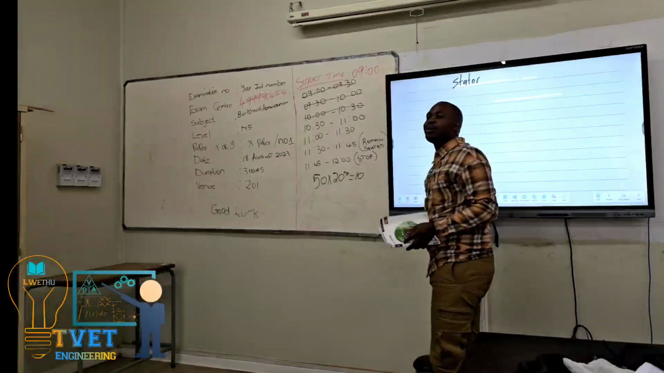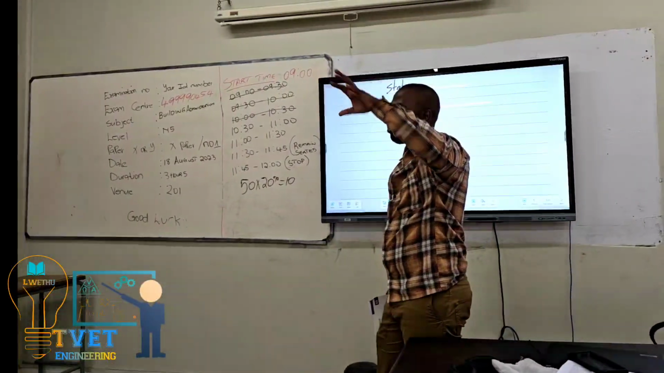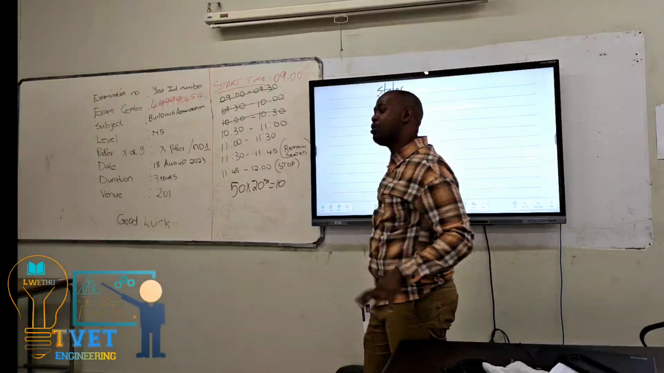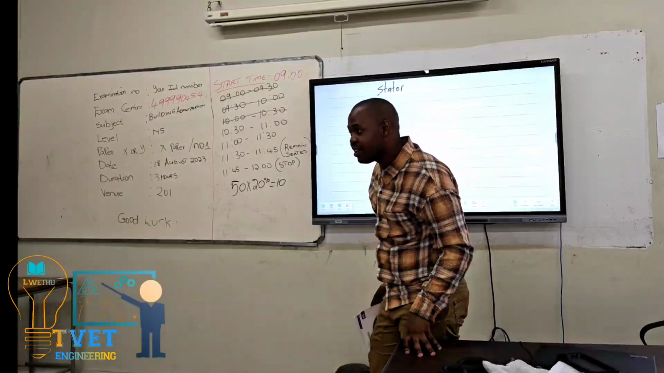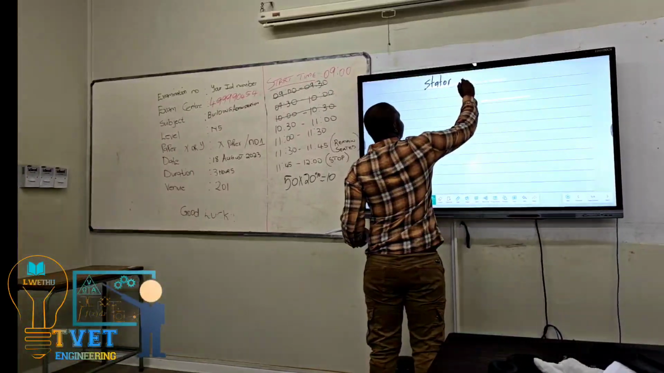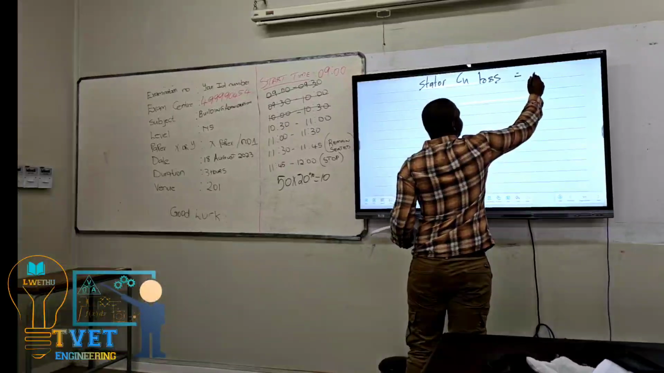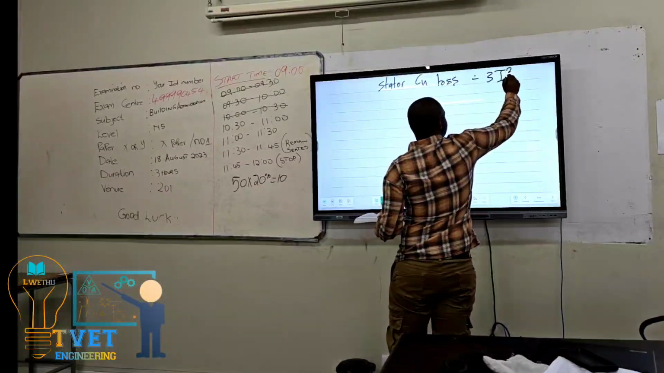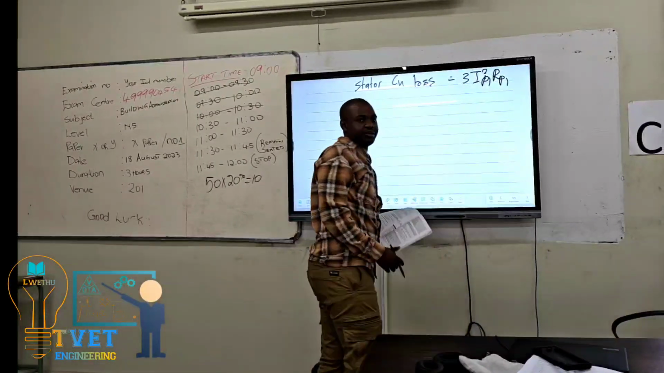Copper loss. Remember, the only losses we are dealing with are copper losses. Given that the question wants you to consider that, the stator copper loss is equal to 3 I1 squared R1 per phase.